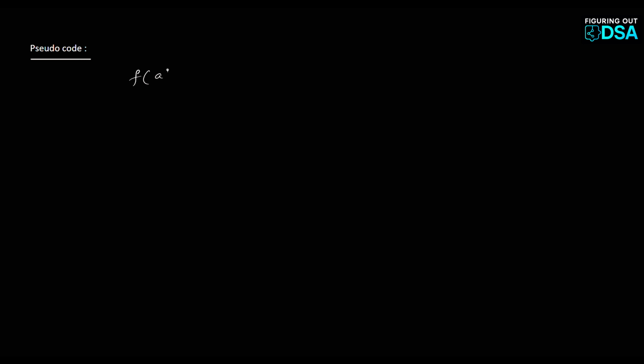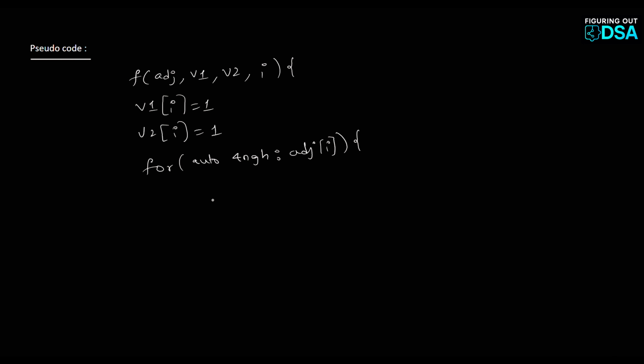We'll call the function with adjacency list, visited vector 1 and visited vector 2 and the current index. So first we'll mark the current index as visited and visited vector of index equal to 1, and we'll also mark this as visited and visited vector 2, and then we call neighbors. So here we can have two cases. So first case, if it is not visited, and second case, it is visited in both v1 and v2.